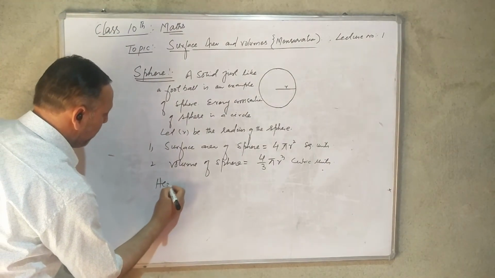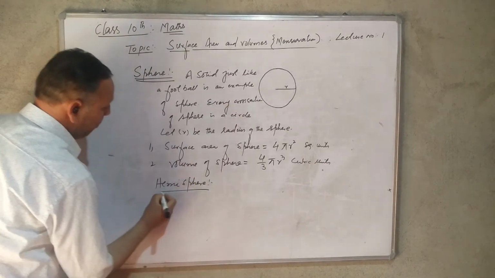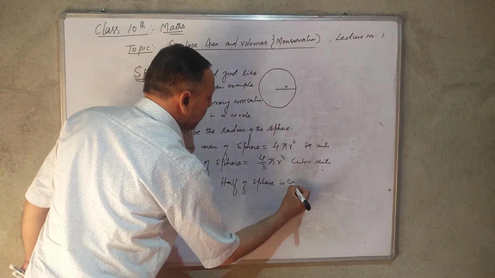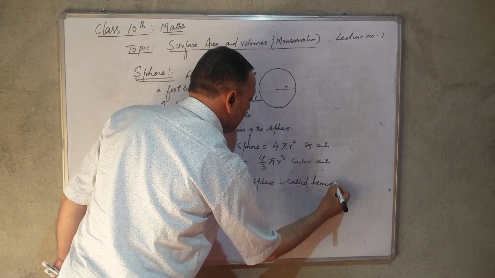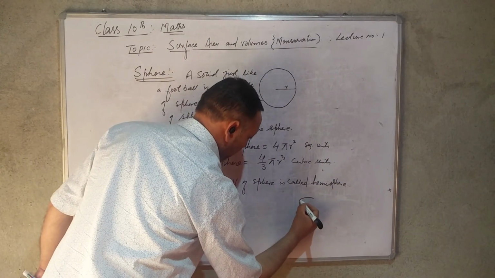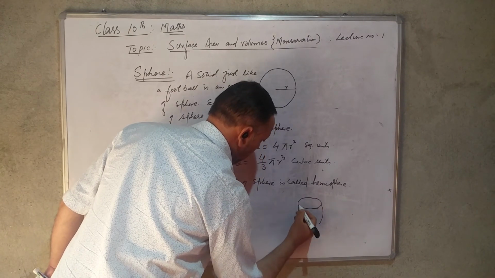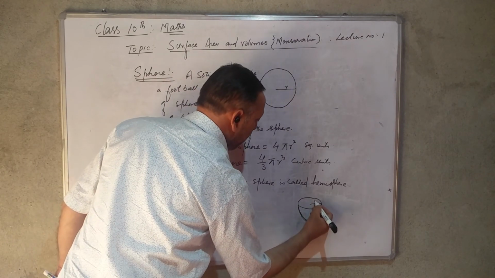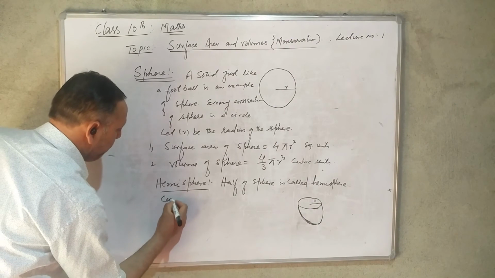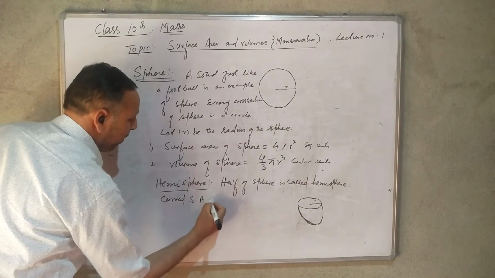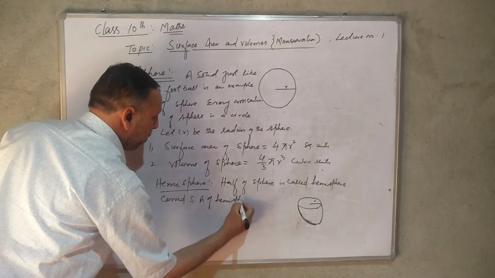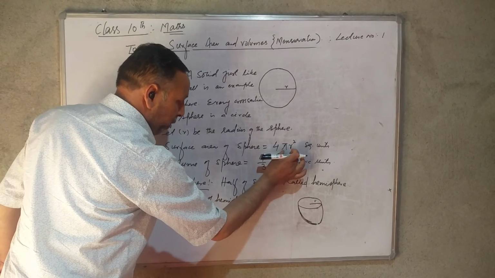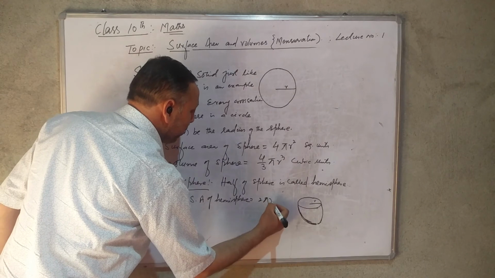And next is hemisphere. Hemisphere means half of sphere. Half of sphere is called hemisphere. Just like this. This is an example of hemisphere, just like a bowl. Then curved surface area of hemisphere. It will be half of the curved surface area of sphere. Curved surface area of sphere is 4 pi r square. Curved surface area of hemisphere will be 2 pi r square.